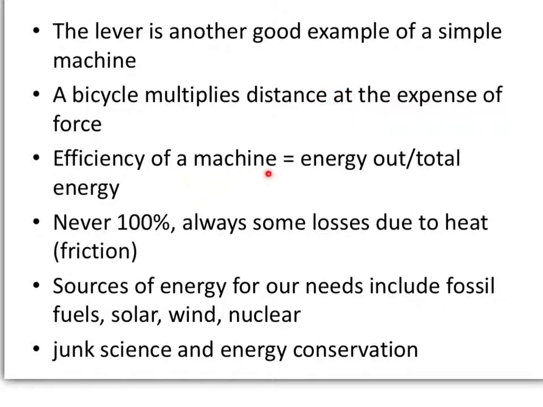Now, the efficiency of a machine is the energy out divided by the total energy input. And the efficiency of a machine is never quite 100%. We never get exactly the amount of energy out as we put in. There are always some losses due to heat or friction. Now, some machines tend to be pretty efficient. A lever is a good example. Not much friction there, but there always will be a little bit. And so we never get exactly 100%, and certainly we can never get more energy out than we put in.